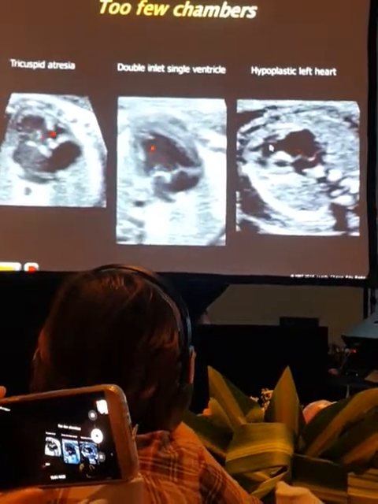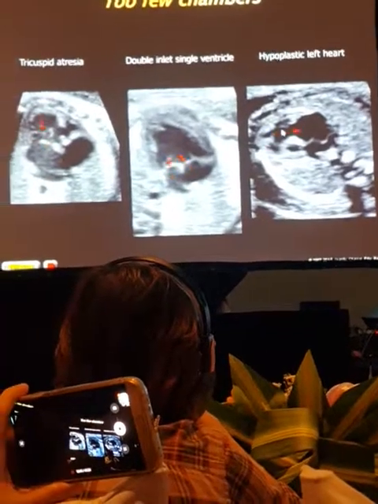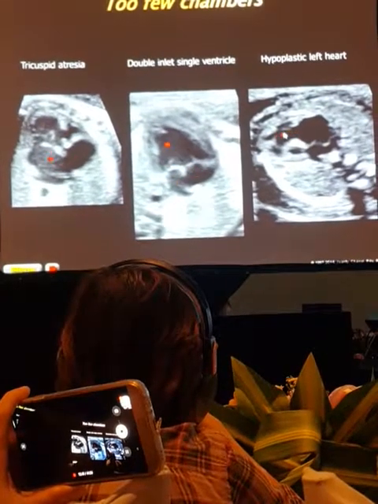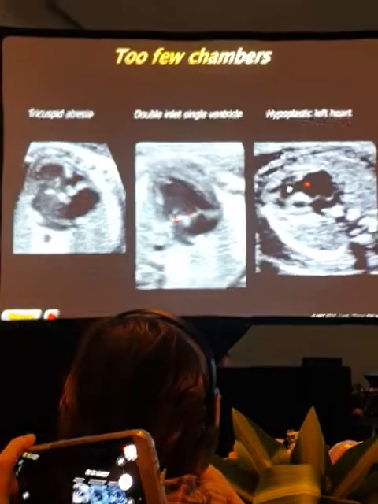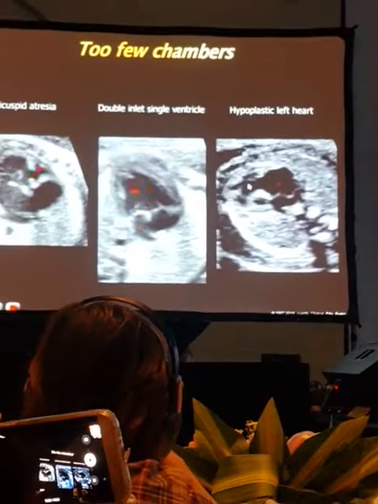This is also a hypoplastic left ventricle. And this is now one in which the left ventricle started developing, but could not continue. So I'll show you one with no left ventricle, and this is one with a small left ventricle.